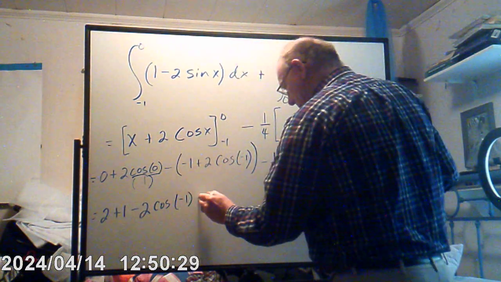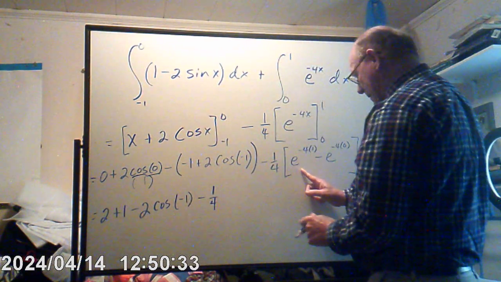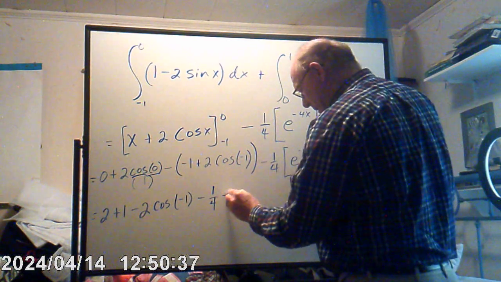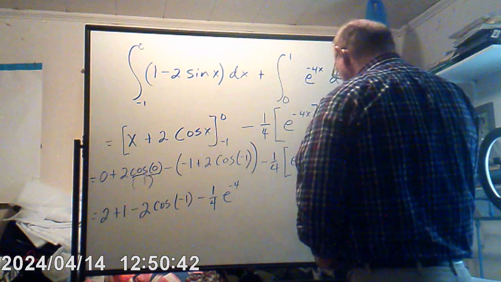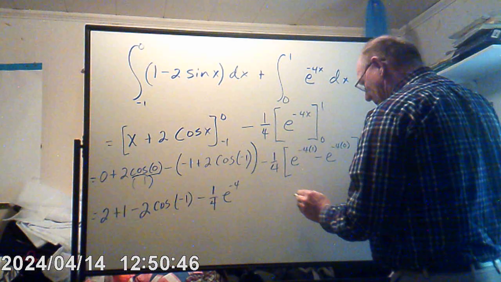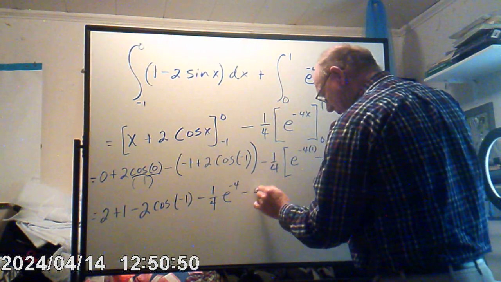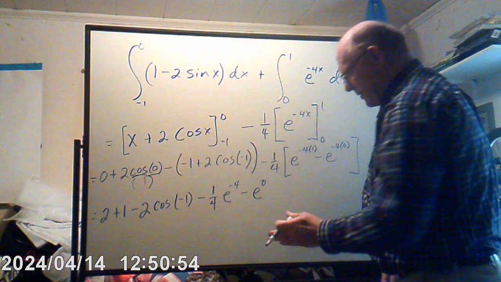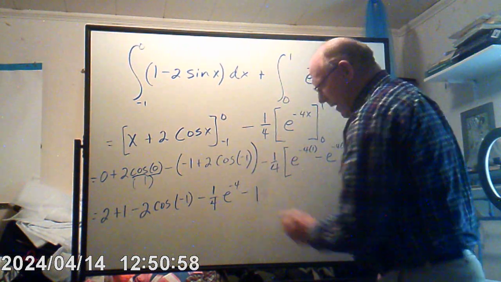Alright, so minus 1/4. I'm just going to distribute that. E to the negative 4 times 1 is just e to the negative 4. And then this is actually plus e to the 0 power. Negative 4 times 0 is 0, but e to the 0 is 1. Just like that. Okay.